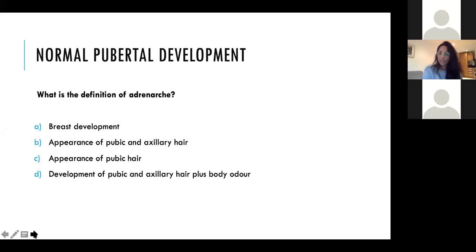Okay, what about adrenarche? What is the definition of that? This is a bit of a tricky one. Think about what this means. I only know all these definitions because I looked them up before I started this presentation. I needed to remind myself what they meant. So don't worry if you get it wrong. Okay, so most people are going for B, followed by D.